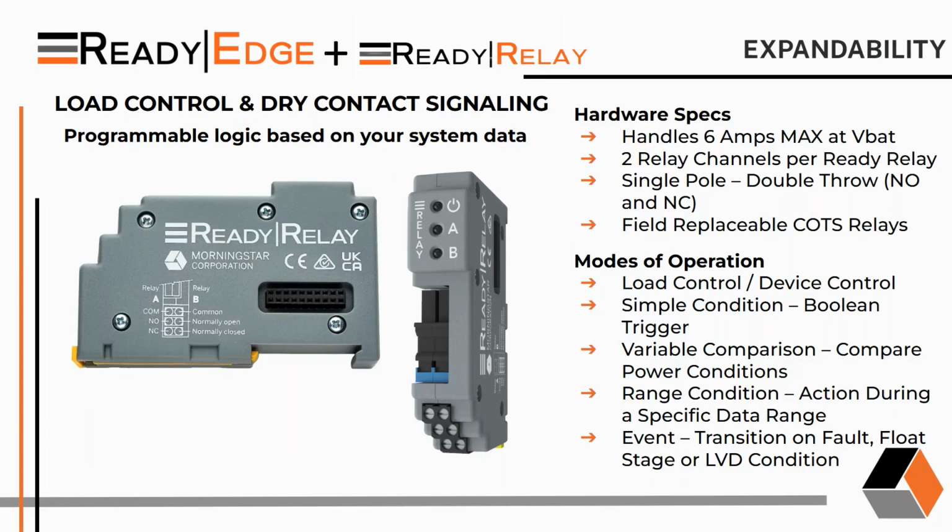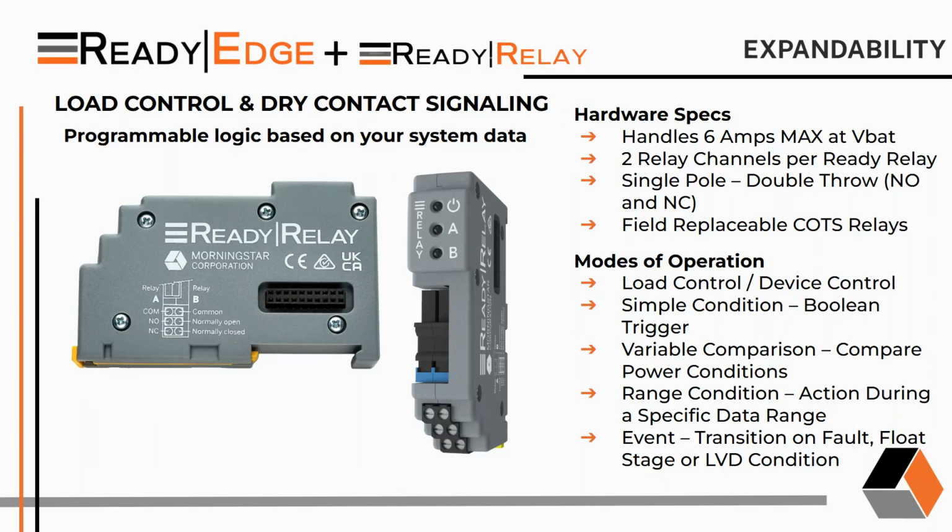So the Ready relay is a 2-channel dry contact relay. Each of the channels has the normally open and normally closed contacts that you'd expect out of an industrial relay. These relays are replaceable, so if you accidentally pop one, you can just get a new one. They're Finder relays. They're very easy to find online, and we can get you some too if you run into issues.